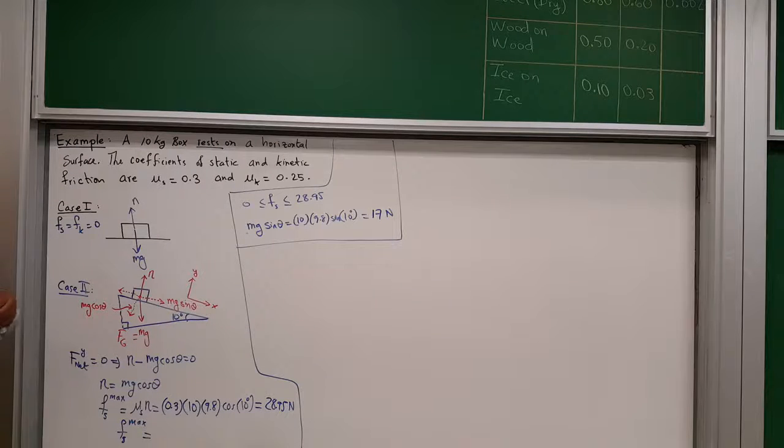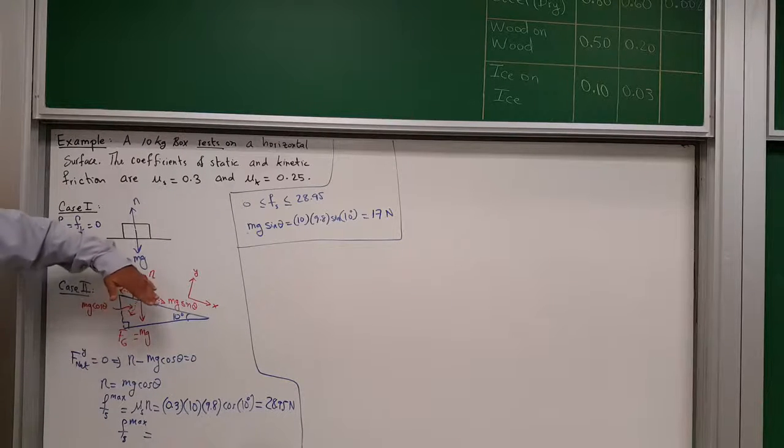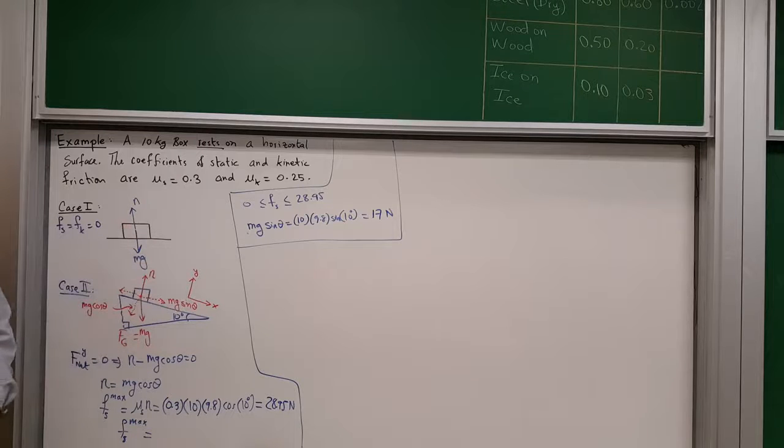I would like, eventually, if I tilt it and tilt it and tilt it, the object will start to slide. At what angle will it start to slide? Well, it will start to slide when the force of static friction has reached the maximum value. So if you increase the angle a little more, the force of static friction cannot keep up with the mg sine theta, and it will fall. So let's look at it.